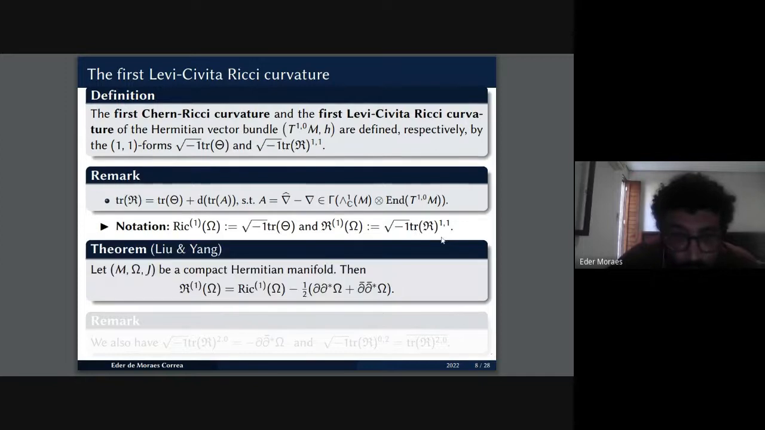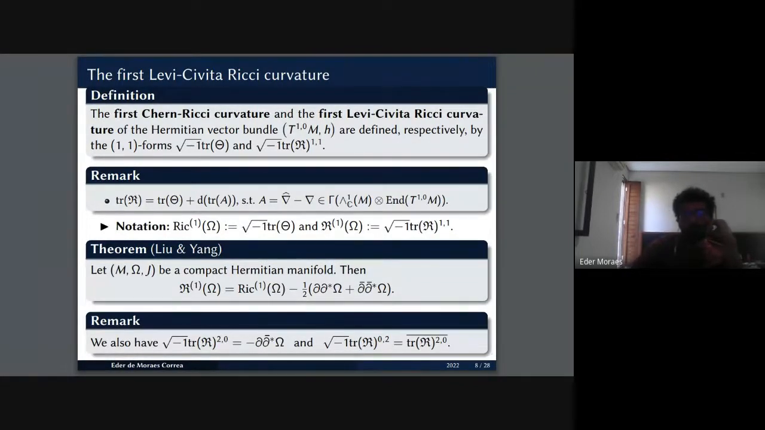Ricci curvature. And the important result in this first part is this theorem, which gives us a nice expression for the first Levi-Civita Ricci curvature, which is related to the first Chern-Hedge curvature. So this expression will be important for us. We spent a lot of time working on this expression. Here, we can also prove this fact, which we have on compact manifolds. We can also compute the other components of this two-form in terms of the fundamental form which we have on Hermitian manifolds. So we can compute the other components.